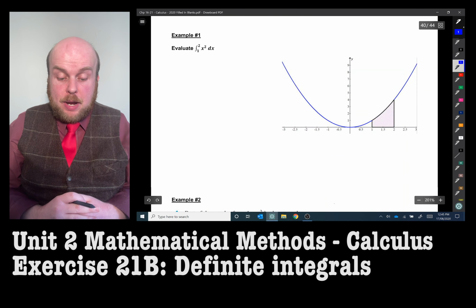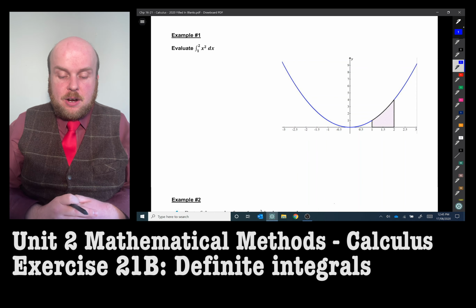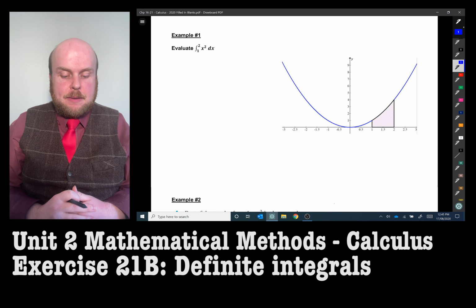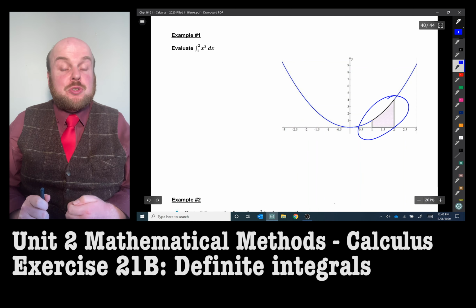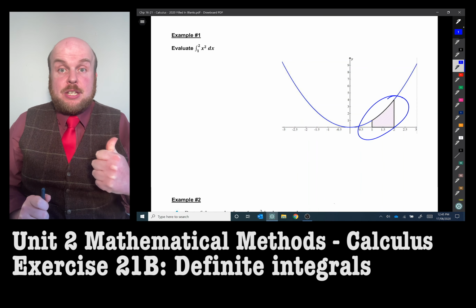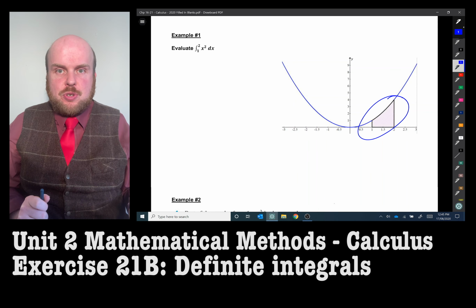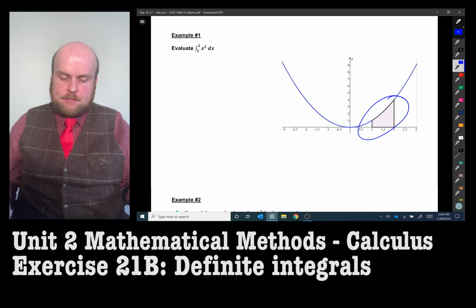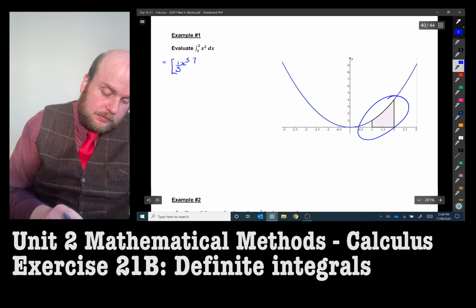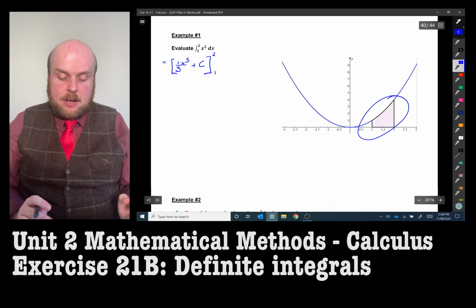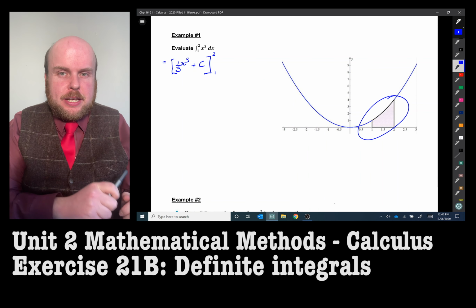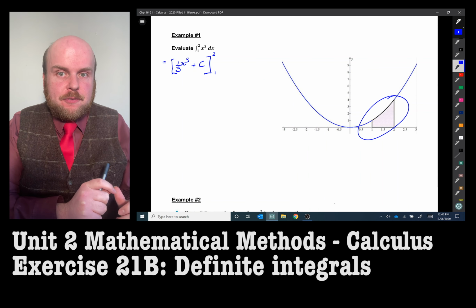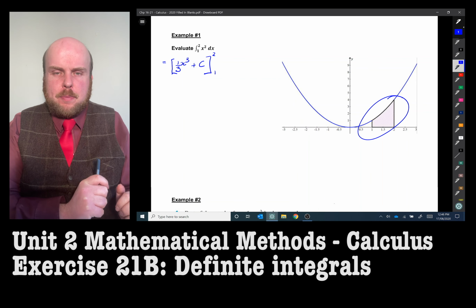Example 1, evaluate the definite integral of x squared dx between 1 and 2. So in other words, this section here. What we're going to have to do is find an antiderivative and then do some substitutions. So let's have a look at the process. The first thing I would write is the antiderivative. As you can see here, I've still included the plus c. I'll also explain in a minute how you can finally drop that off when we do a definite integral.